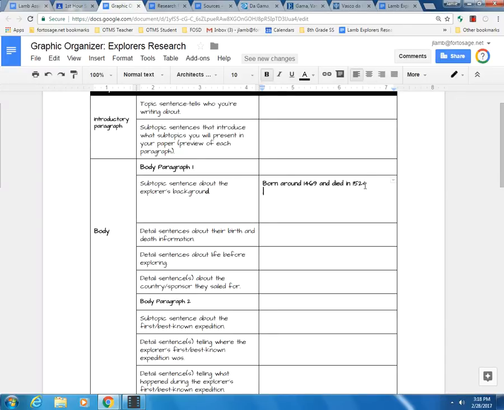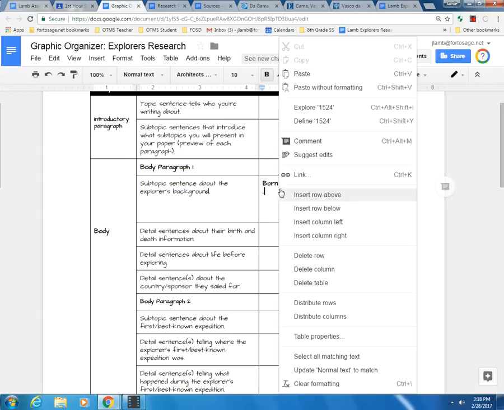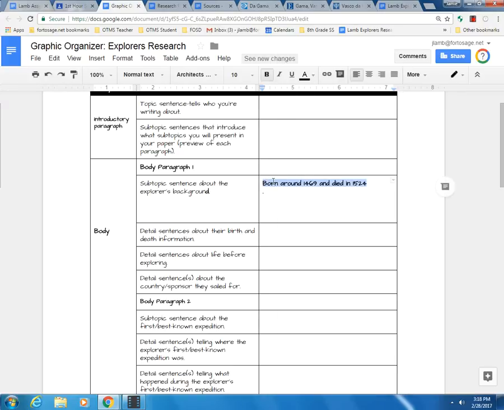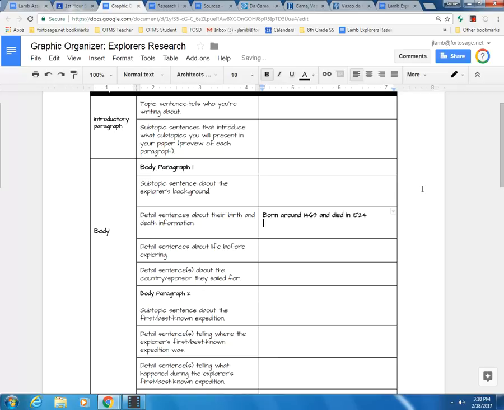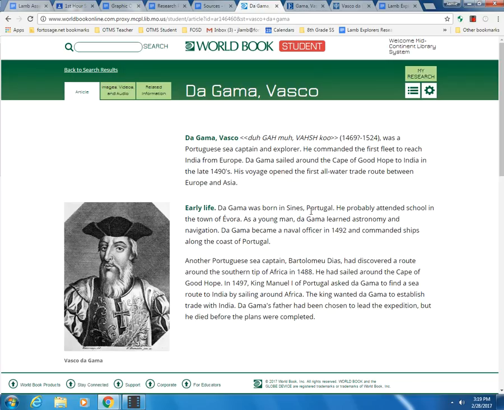So in fact, this shouldn't have been on the subtopic sentence. I should have put it in the next one down. So we're not going to do the subtopic sentence just yet. We're just looking for facts about our explorer. So born in 1469, died 1524. You can just put where he was born. I think he was born in Sines, Portugal. So it says it right here.